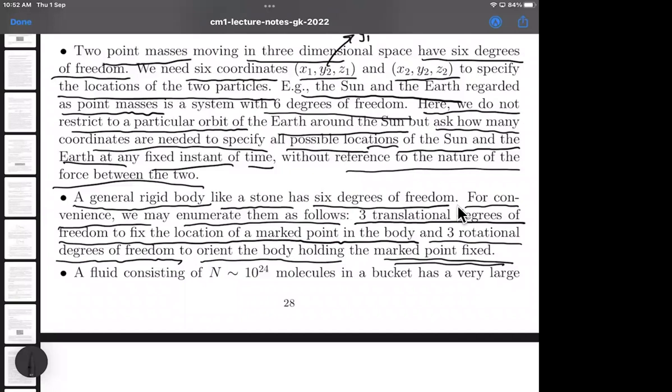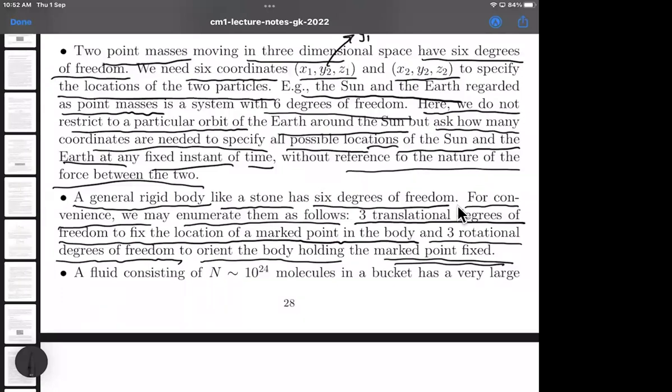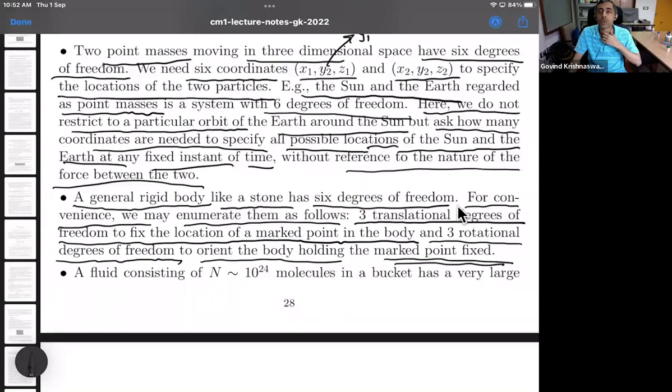What's the mark point? A mark point, by that I mean a point in the rigid body, a point in the stone, which I choose as some kind of a reference point. So I take a little bit of paint and I go and mark it with that paint. Of course, if it is on the surface; if it is deep inside, then I can't put paint. Yeah, but that is what we mean by a marked point. It is a reference point. I could call it a reference point. The word mark point is used commonly in topology and so on. But anyway, it is just a reference point.